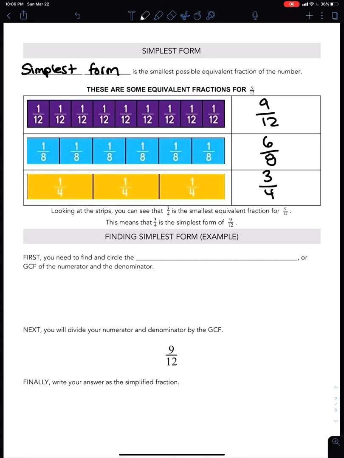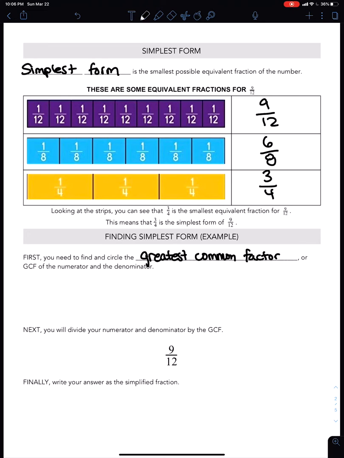Unfortunately, we're not always going to have fraction strips with us, so we need to be able to find simplest form using math. And what we learned yesterday, the greatest common factor, is what you would use to find simplest form. So when you have your fraction, say we start with 9/12, you'd find the greatest common factor for 9/12.